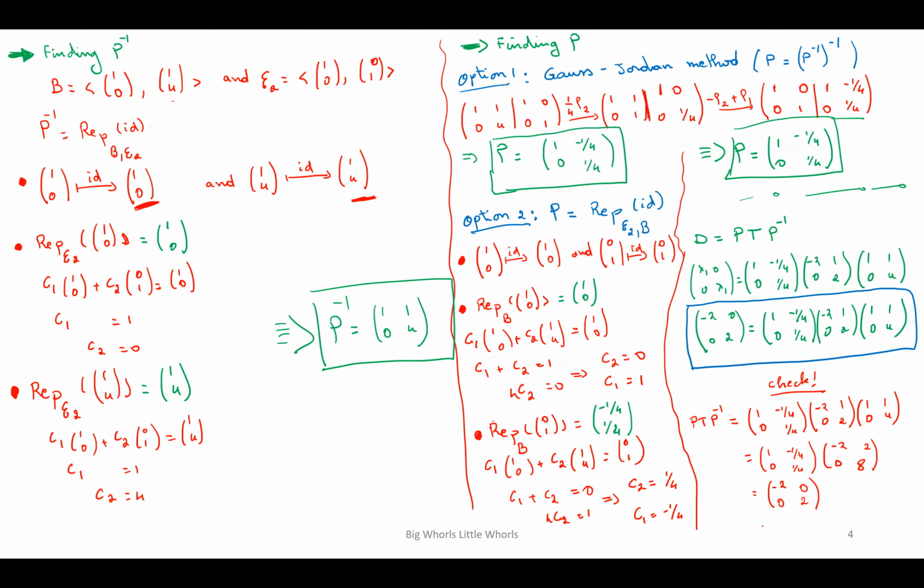Bingo! So this is our D, the diagonal matrix P T P inverse. That's checked. I think we are going to stop here. Thank you very much.